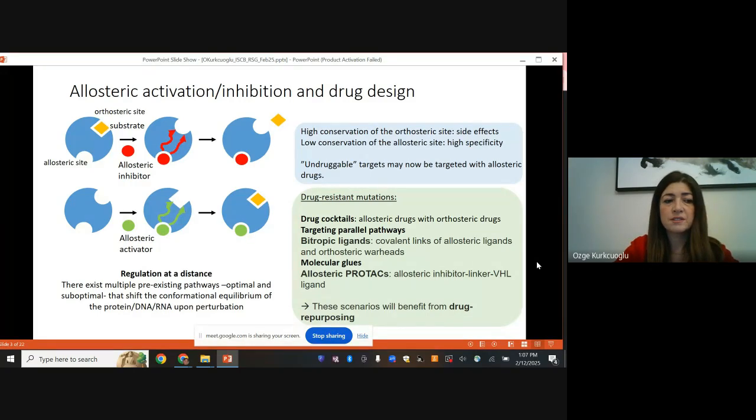Currently, this regulation at a distance is used to design allosteric drugs, which can have high specificity as well as low side effects, given that the orthosteric sites are highly conserved. And once undruggable targets may now be targeted using allostery. One important struggle in using the allosteric sites is drug-resistant mutations, but there exist many strategies to overcome this problem, such as prescribing drug cocktails, targeting parallel pathways, or designing bitopic ligands, as well as using different warheads in the allosteric ligands.